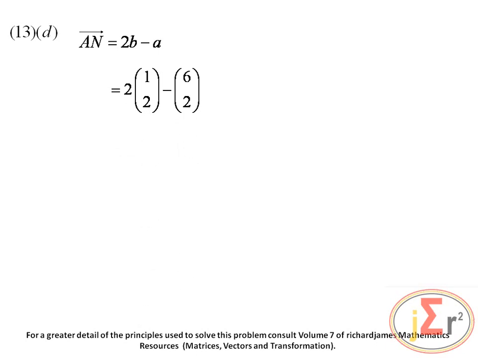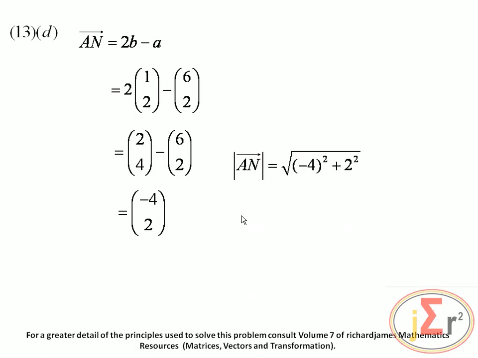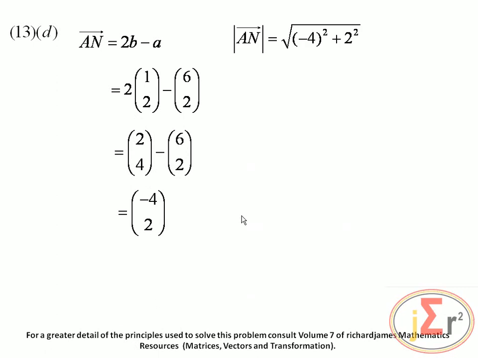So we have 2 times (1, 2) minus (6, 2). So 2 1s are 2 and 2 2s are 4. And of course, we are going to be subtracting, and we get 2 minus 6, negative 4. 4 minus 2 is 2. And we need to find the length of that vector by taking the square root of this squared plus this squared.